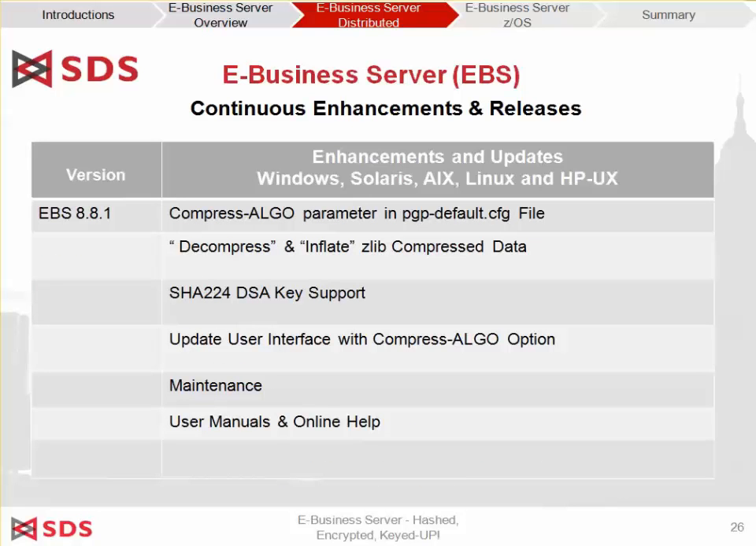In 8.81 EBS, the compress algo parameter in the PGP default.config file can alter the preferred compression algorithm. By default, zlib will be followed by zip. Support was added for the zlib decompress and inflate options, and SHA-224 DSA key support. We updated the user interface admin console to allow passing of the compress algo option. We provided maintenance updates as needed. We do have an online help in our products as well, which gets updated along with our maintenance.